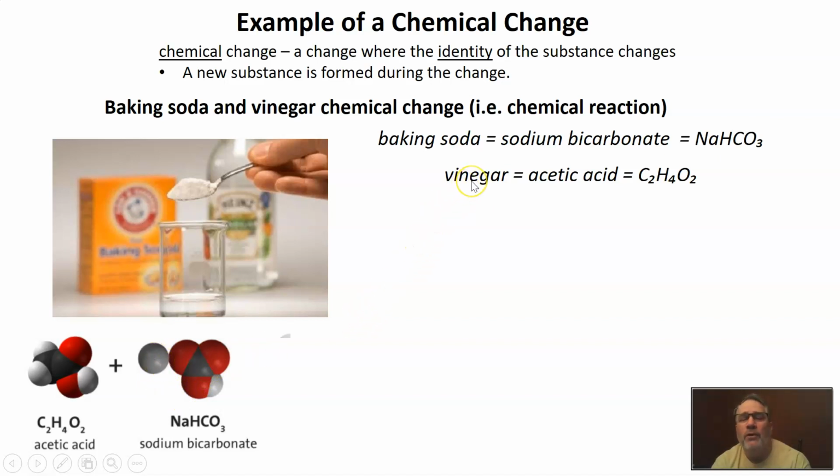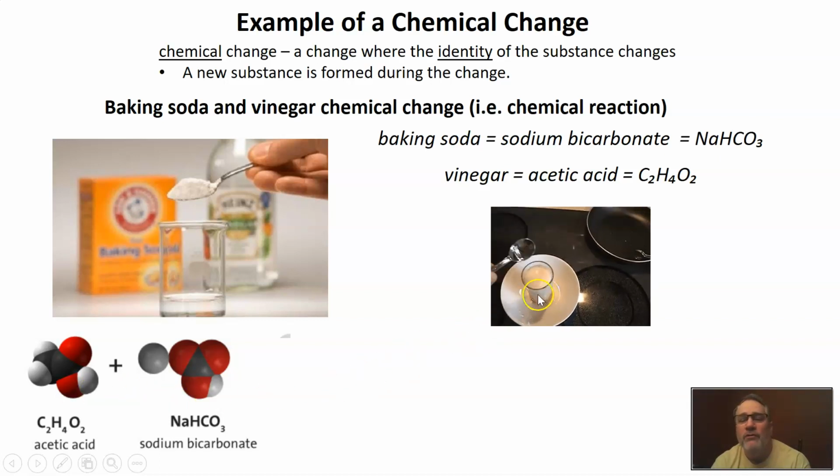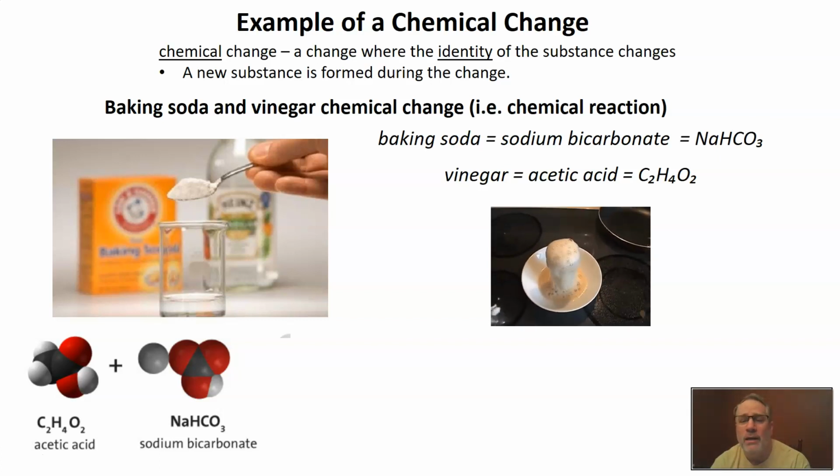Remember, we're also combining this with vinegar. Vinegar is really called acetic acid, and here is the chemical formula for vinegar. This is what one molecule of acetic acid would look like. So when we combine these two chemicals, we're going to get a chemical change. One of the things that happens is we get copious amounts of bubbles. We get fizzing. Fizzing is one of the signs that a chemical change is occurring.